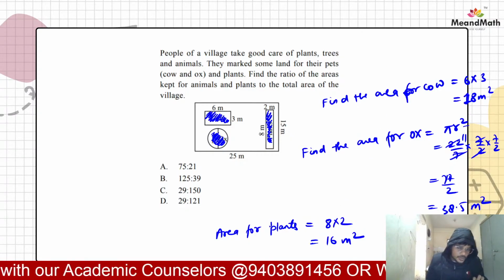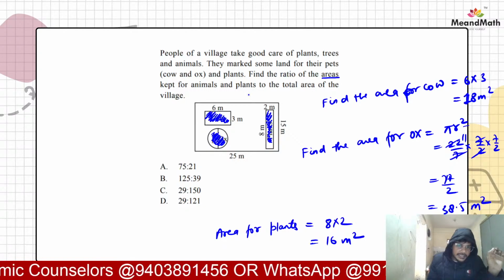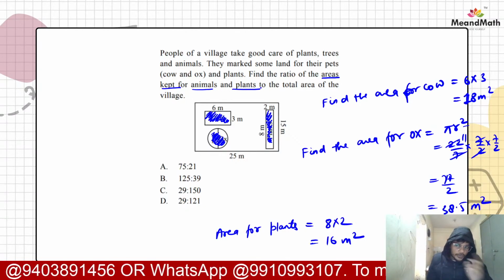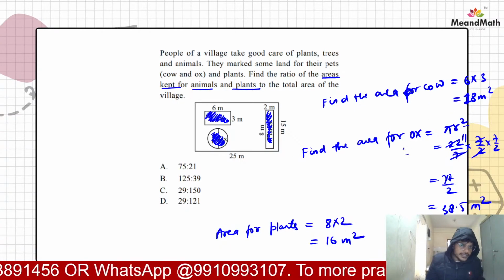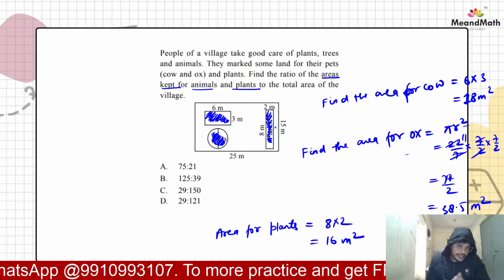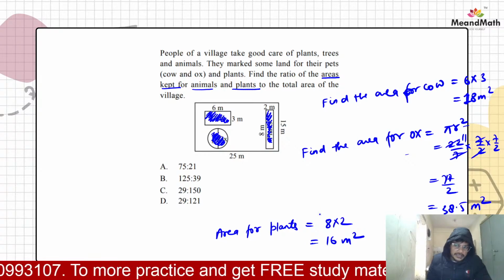Now add these total areas. Why add these total areas? Because in this question you have to find the areas kept for animals and plants, right? So what are your animals? Cow and ox are your animals, right? What are your plants? Here were your plants. So you need to find the total area kept for animals and plants. That means you have to add all these three areas.